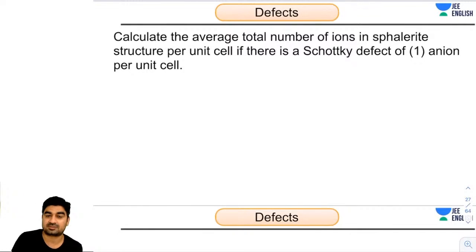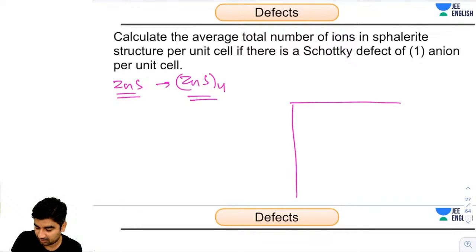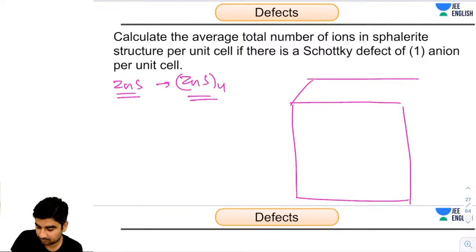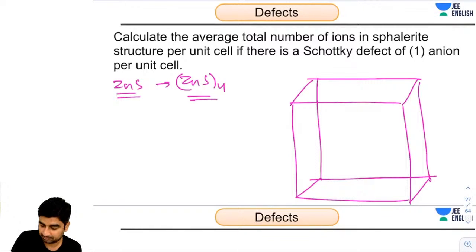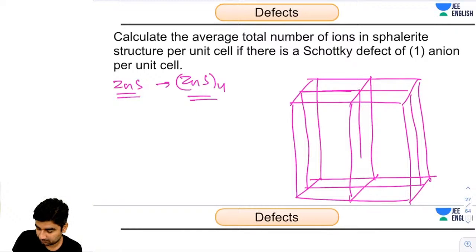So what is ZnS structure? Actually, there are four ZnS units present in a unit cell. So now let me make that unit cell. Okay, this is the unit cell, guys. Now I'm dividing it into 8 parts. Done, guys.